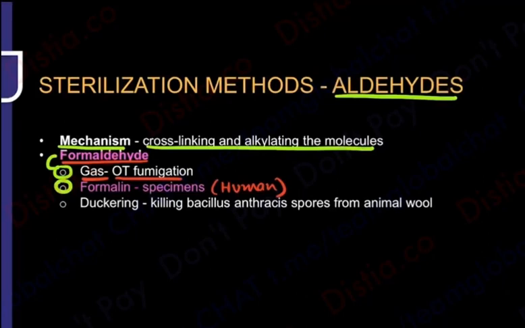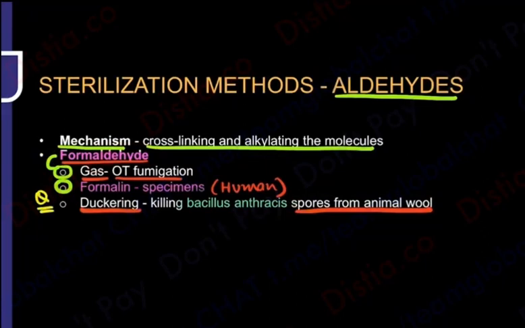And now next, when you go on to the chapter of Bacillus anthracis, you know it's a bioterrorism, very deadly agent. You know for a fact that this is something we can get from animals, right? From animal wool. So the wool industry is very big. What do you do? Before you dispatch wool, you disinfect it. How? By a process known as duckering. Duckering is a process in which the animal wool is treated with formaldehyde so that all the spores of Bacillus anthracis are killed. This is a question that has come in the previous year.